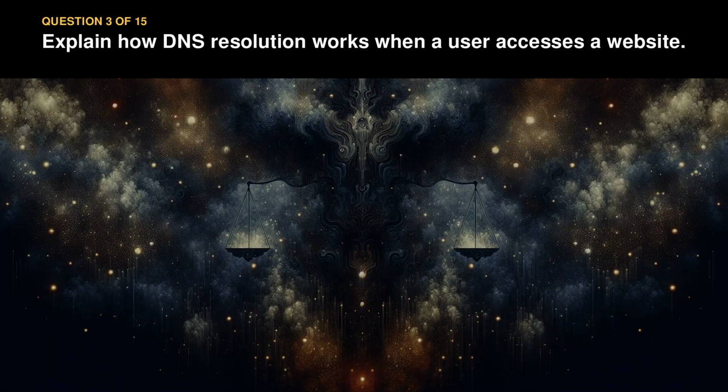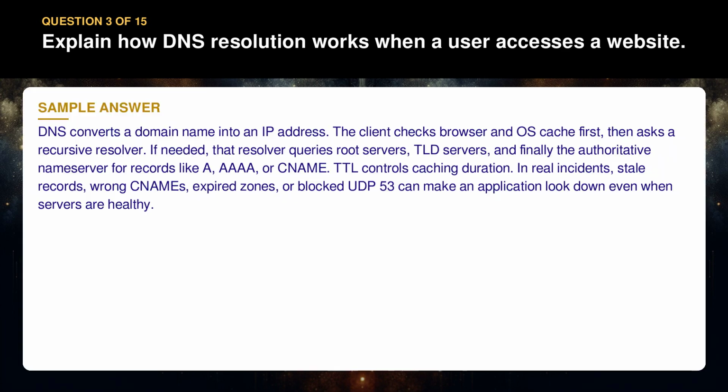Question 3. Explain how DNS resolution works when a user accesses a website. DNS converts a domain name into an IP address. The client checks browser and OS cache first, then asks a recursive resolver. If needed, that resolver queries root servers, TLD servers, and finally the authoritative name server for records like AAAA, or CNAME. TTL controls caching duration.